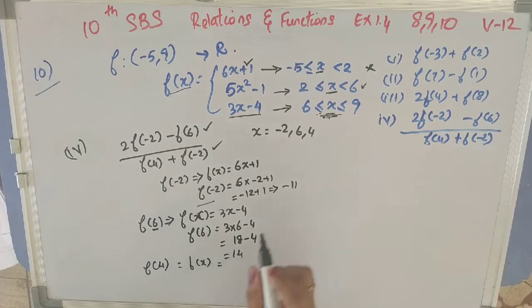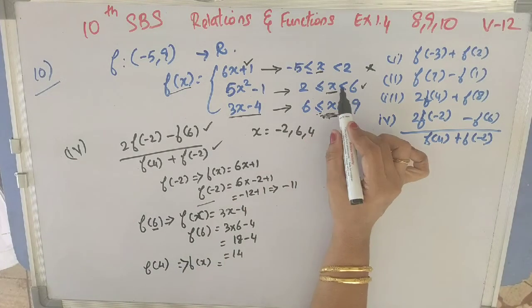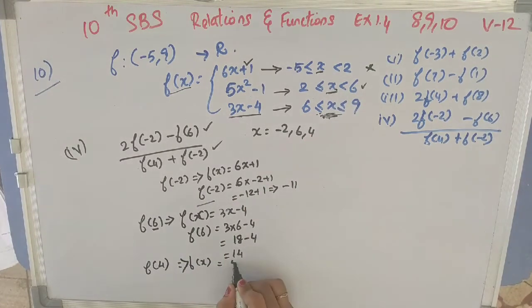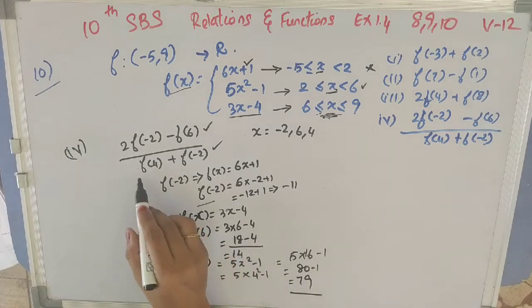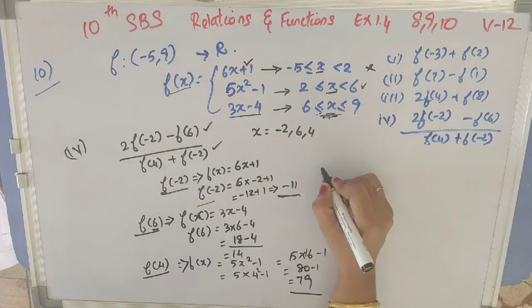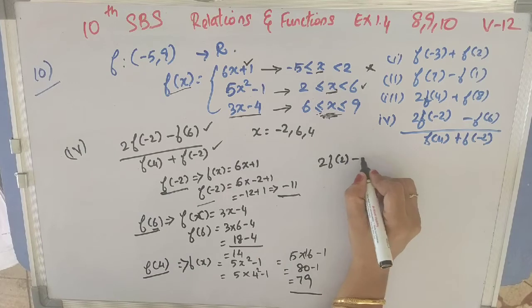Now we need to find f of 4, isn't it? Where does 4 lie? 4 lies between 2 and 6. Okay. So we need to use f of x is equal to 5x squared minus 1. So f of 4 is equal to 5 into 4 squared minus 1. So 5 into 16 minus 1, that is 80 minus 1, which is equal to 79. Okay. Now what we should find in the problem? We have found f of 6, f of 4 and f of minus 2.